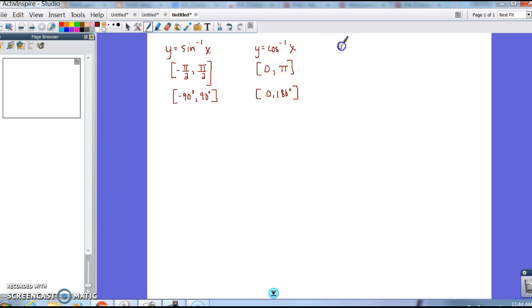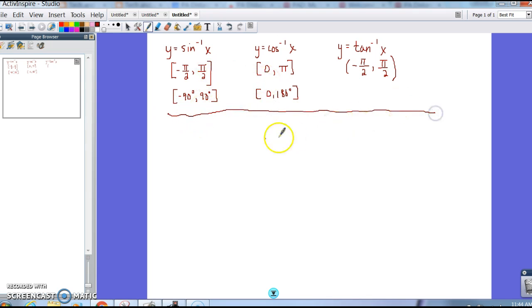Okay. For tangent, notice the difference. Here I have parentheses, and the reason that I use parentheses is because it can't actually equal that value. So over here, you can have an answer that equals negative pi over 2 or pi over 2. Here you can have an answer that equals 0 or pi. But here, you can't actually ever equal negative pi over 2 or positive pi over 2 because the inverse tangent doesn't exist there. So that's why this one has parentheses when this one has square brackets.